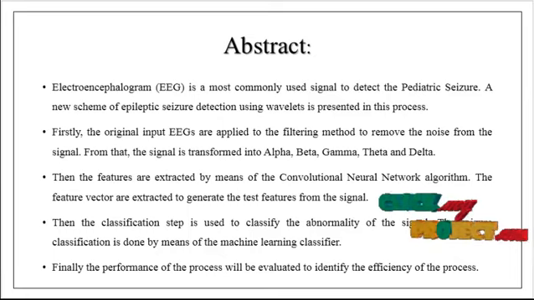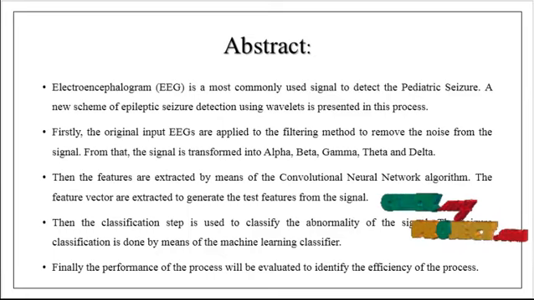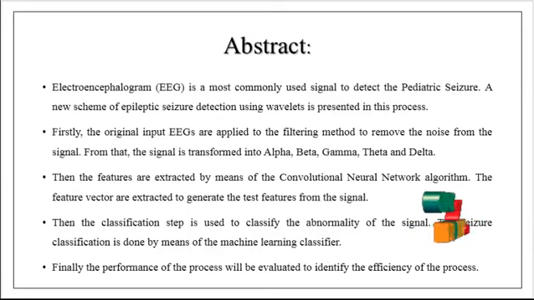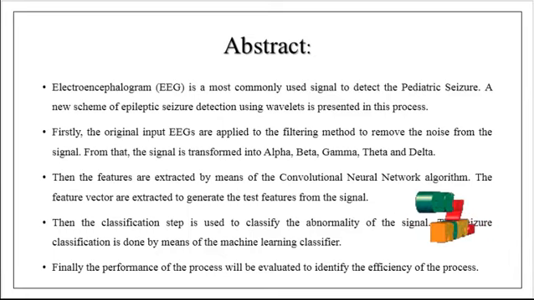Now we are going to discuss the abstract of the project. EEG is the most commonly used signal to detect pediatric seizures. A new scheme of epileptic seizure detection using wavelets is presented in this project. Firstly, the original input EEGs are passed through a filtering method to remove noise from the signals. From that, the signal is transformed into categories like alpha, beta, gamma, theta and delta. These are the wavelets we have applied to the pre-processed signal.